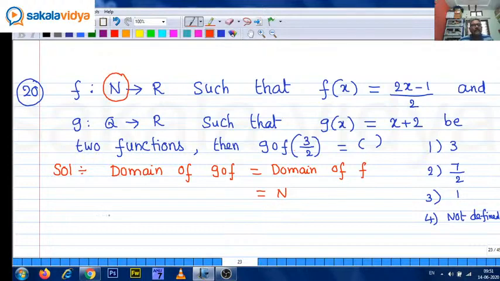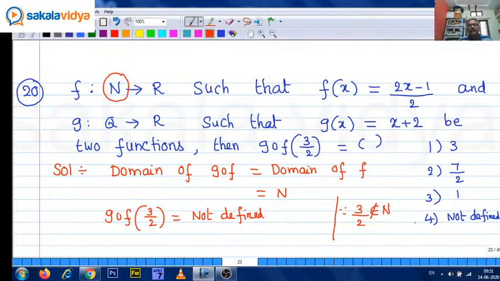But what is given actually? We are asked to find g circle f of 3/2. The 3/2 must be present in the domain of f. Since 3/2 does not belong to the natural numbers, the input value cannot be 3/2. So it is not defined. The fourth option is the right option. Please check the concept, because in functions domains play a vital role. Everybody will get confused. Yes, we need to observe the domain. That's a very important part, because it doesn't accept the value 3/2.